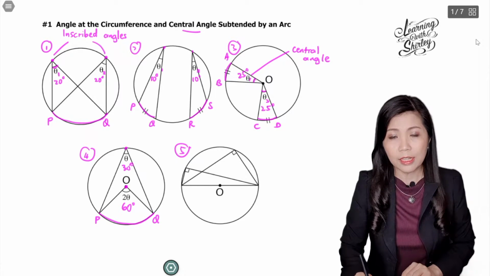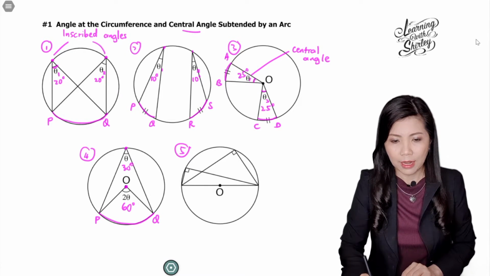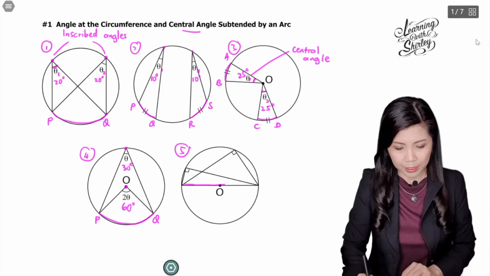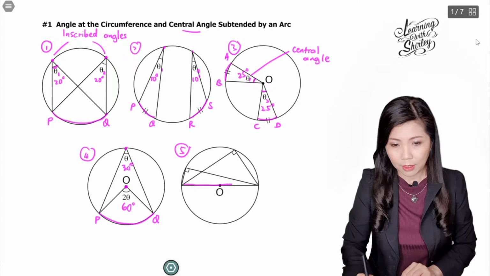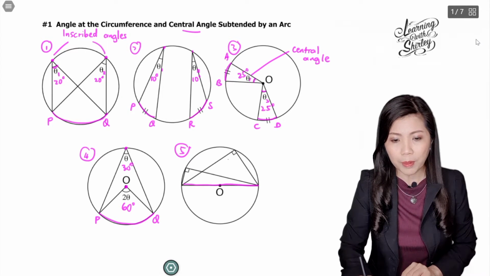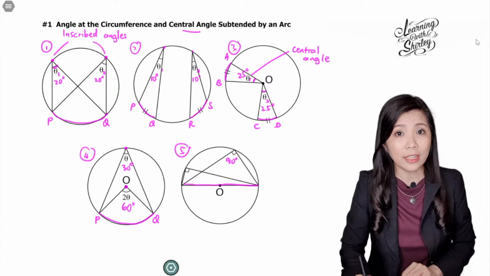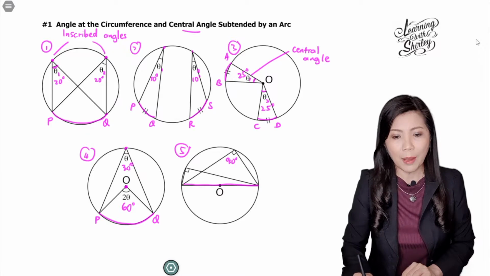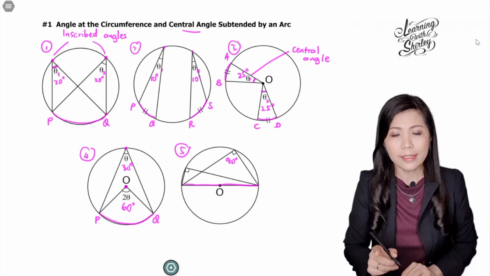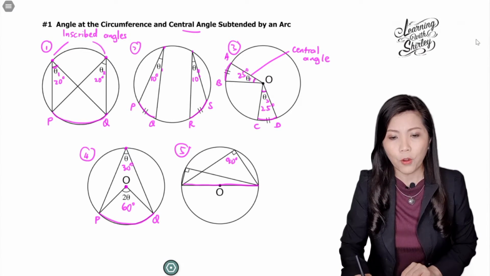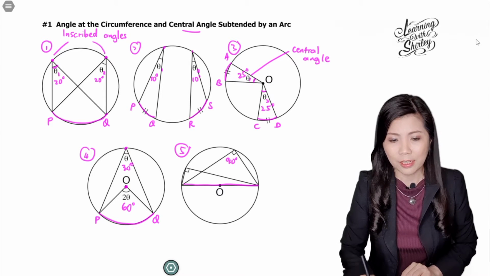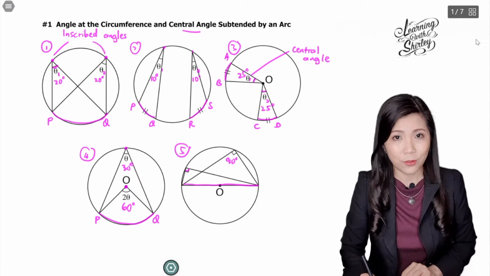Let's look at number 5. If the angle is subtended by the diameter, so this is the diameter, here will be 90 degrees. Remember this is a right angle triangle. If the hypotenuse of the triangle is also the diameter, therefore the angle is 90 degrees. Here is also 90 degrees.